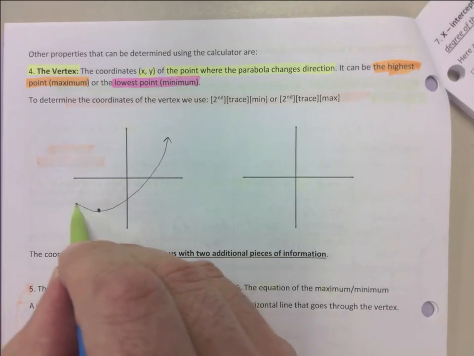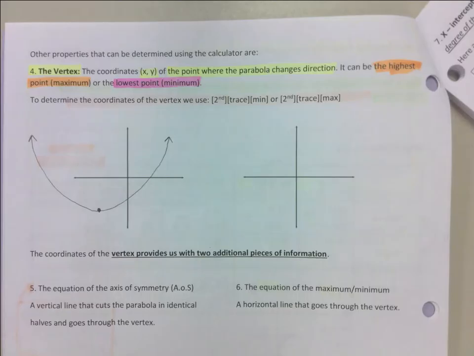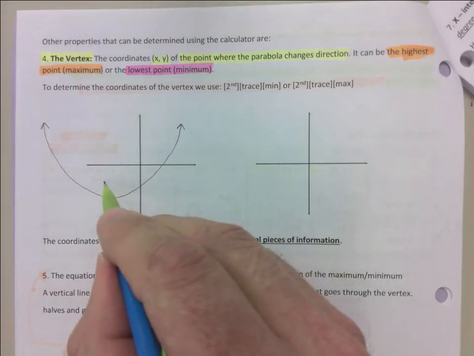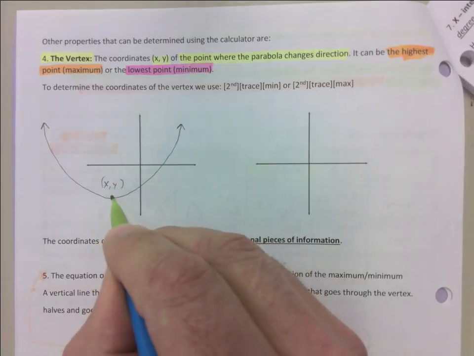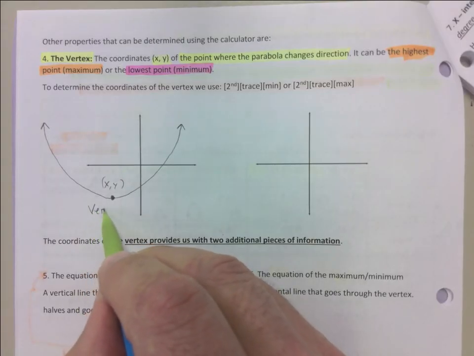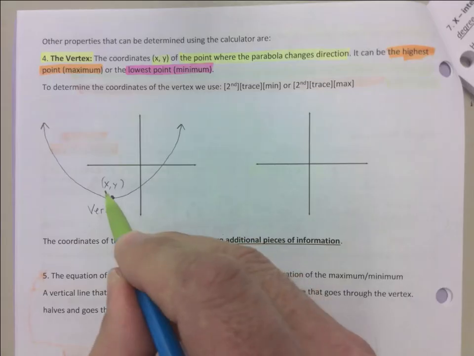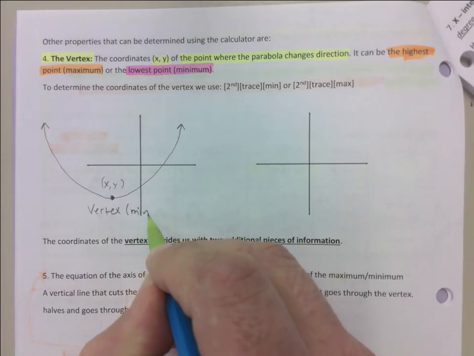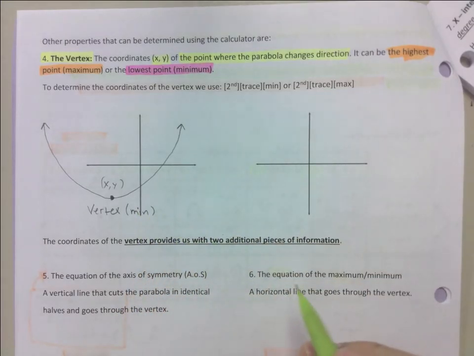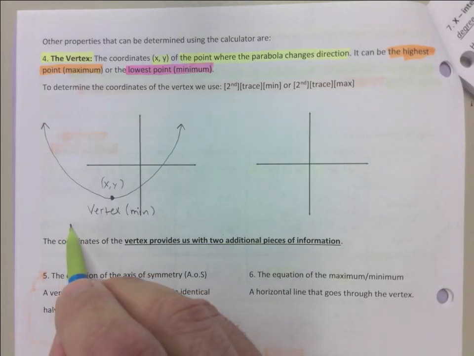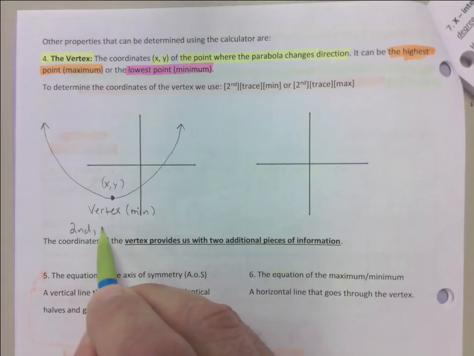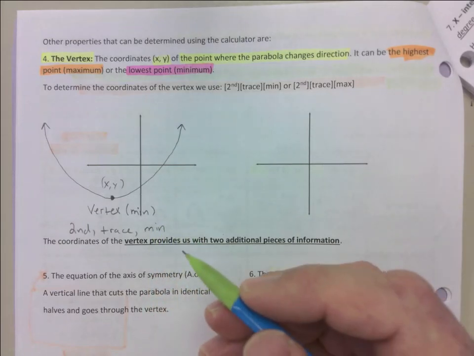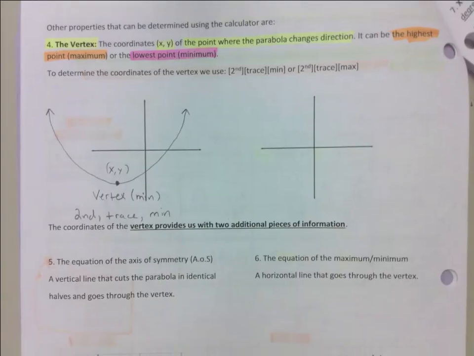So I try to, it's like a basket almost, right? A bowl. So this is the vertex. This is the xy coordinates of that. Okay, this is the vertex, which always has coordinates xy. In this case, it's the minimum. How do you find it using your calculator? Write this down. Second trace min. For now, that means nothing to you. But in a bit, that's going to mean everything, okay?